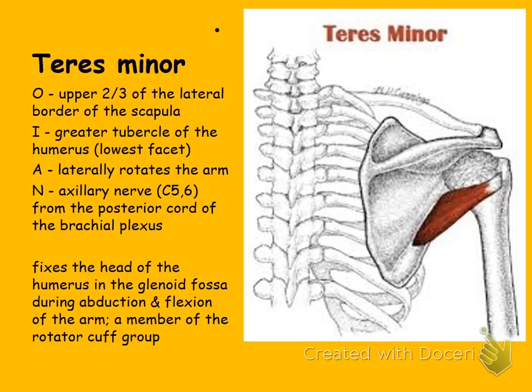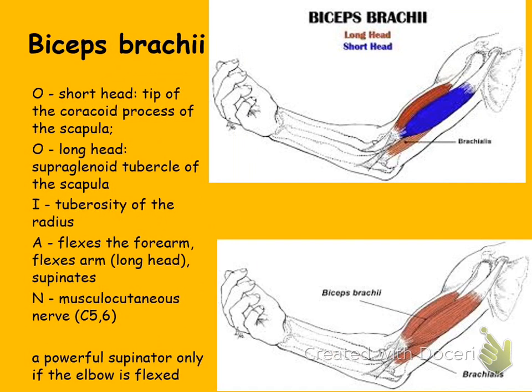Teres minor, again, that's one of the SITS muscles. Originates in the lower aspect of the scapula and inserts then on the greater tubercle of the humerus. This one helps in this rotator cuff as well.